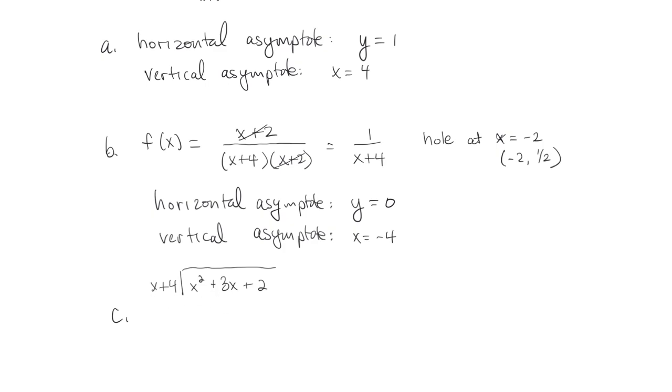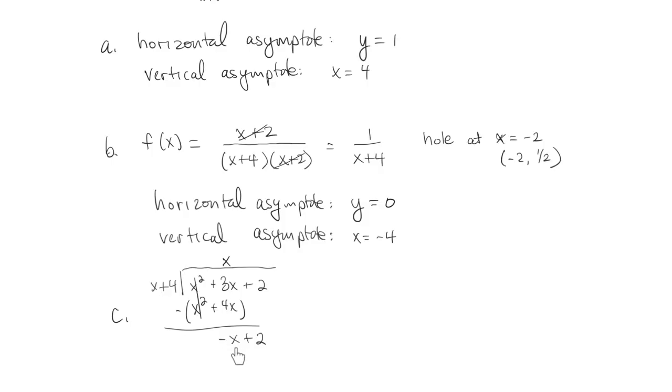x goes into x squared, x times x is x squared, x times 4 is 4x. So this is x squared plus 4x. We subtract, first terms cancel. 3x minus 4x is -1x. And then we add 2.